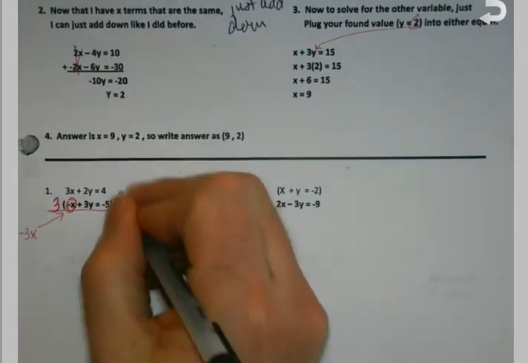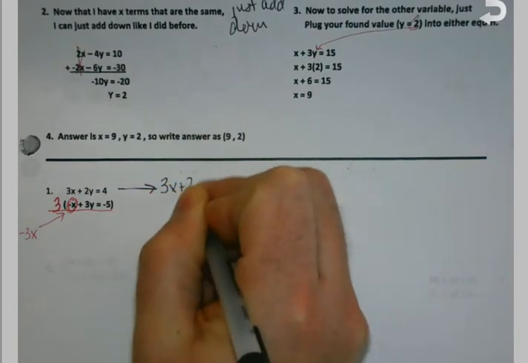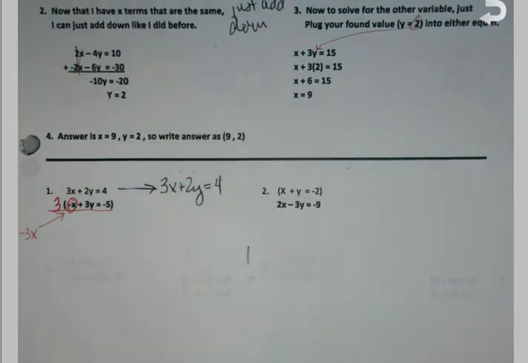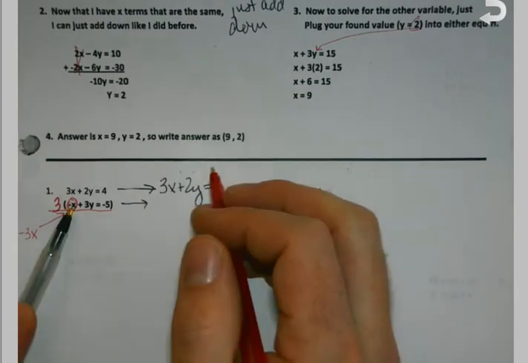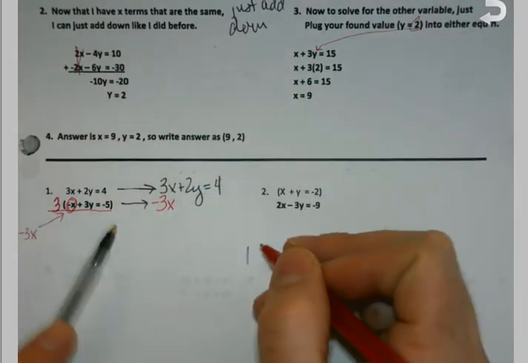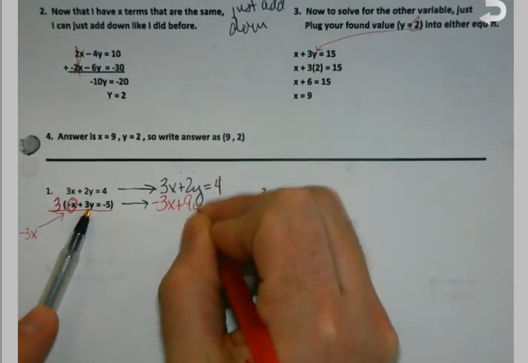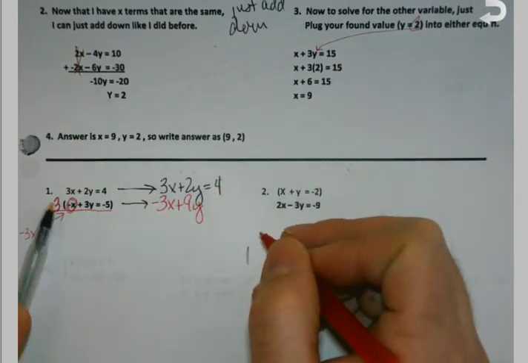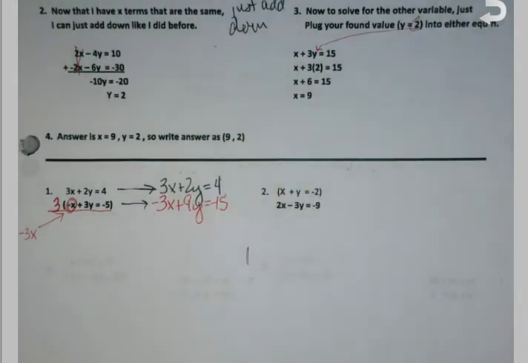Now here's the weird part. I'm going to leave the top equation alone. Not going to do anything to it at all. But this bottom one, I've got to multiply that 3 all the way through. So negative x times 3 is negative 3x. And even the other terms, 3 times 3 is 9. 3 times negative 5 is negative 15.